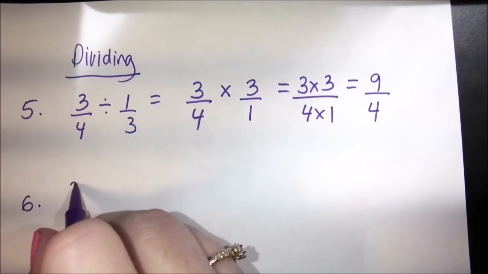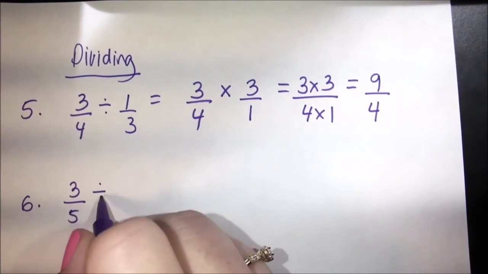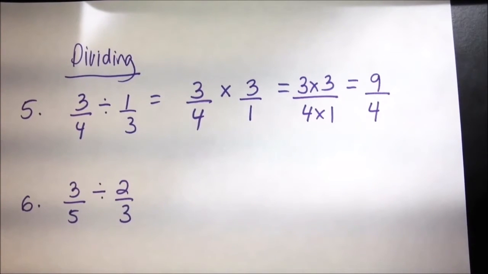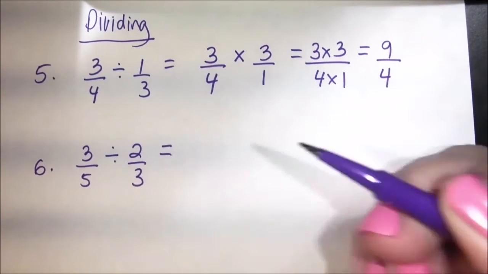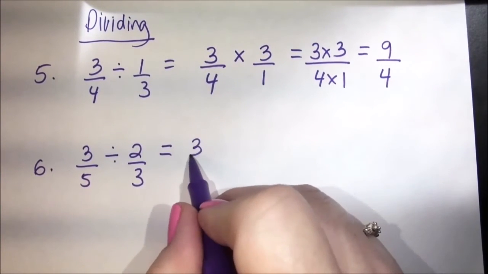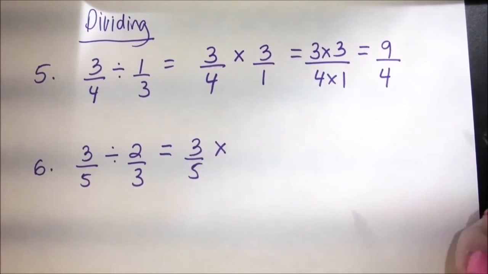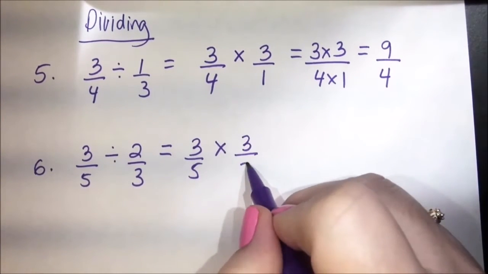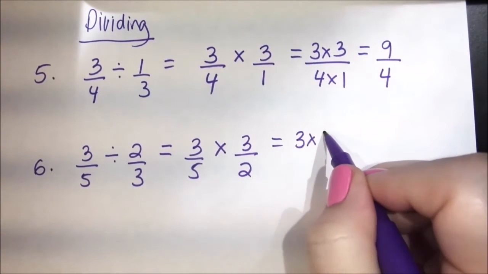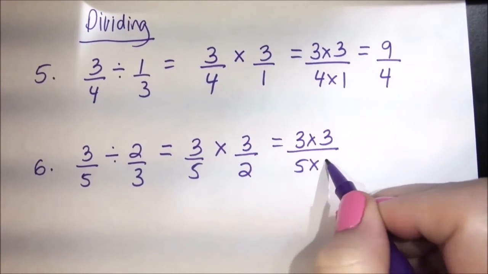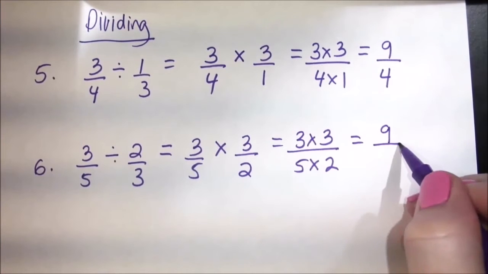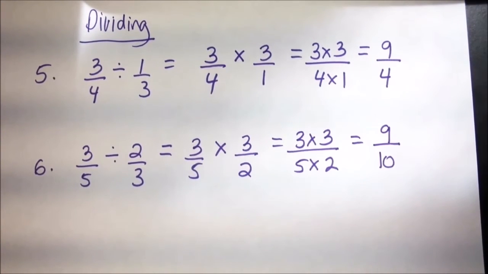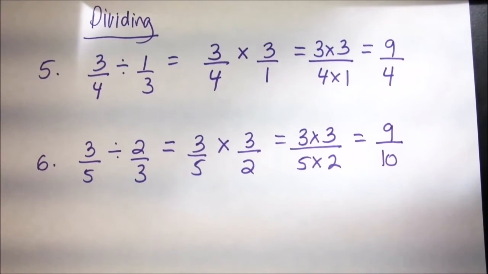And one more example of that. If we had 3/5 divided by 2/3, well, what would be your first step here? Well, we should get 3/5 times, flip the second fraction, so 3 over 2. So we get 3 times 3 over 5 times 2, and 3 times 3 here would be 9, and 5 times 2 would be 10. And so that's what we get for dividing fractions.